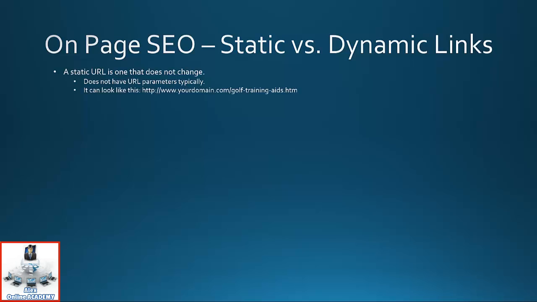It can typically look something like this: yourdomain.com/golf-training-aids.htm. That's what a static link is. It's much simpler on the human eyes, much easier for people to look and understand. This can lead to a higher click-through rate from the search engine results as well, because people feel comfortable with it. The search engines may bold it within the results of the search engine, and what you'll find is that the keyword shows up there.